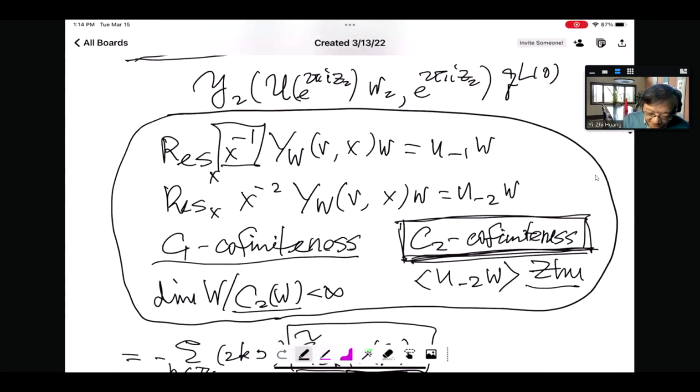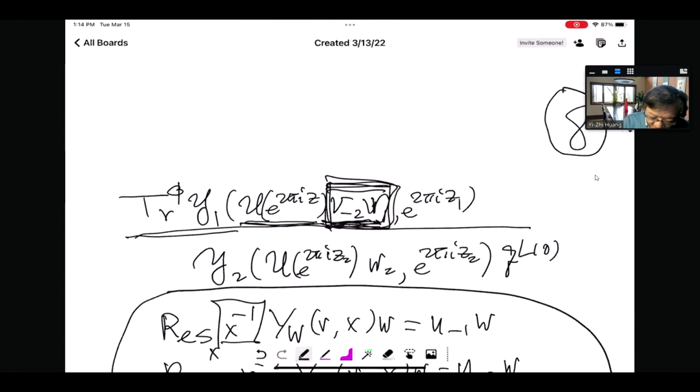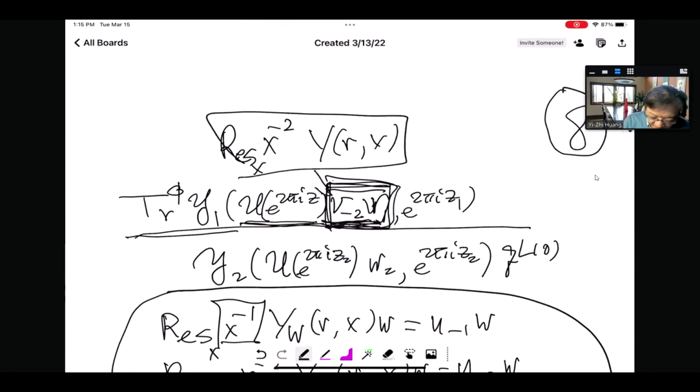Yeah, the idea is that you write, here V minus 2 is something like the residue of x minus 2 and x. So this is the V minus 2. You put this here, and then you have locally a meromorphic function, and then you want to sort of move it to the outside.